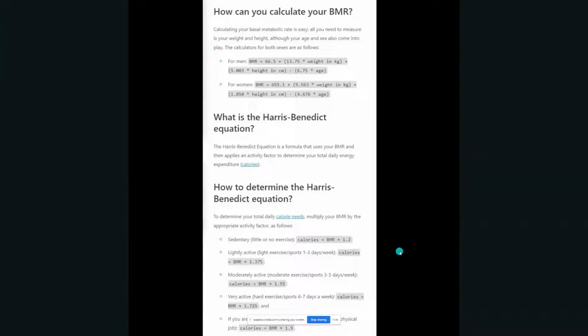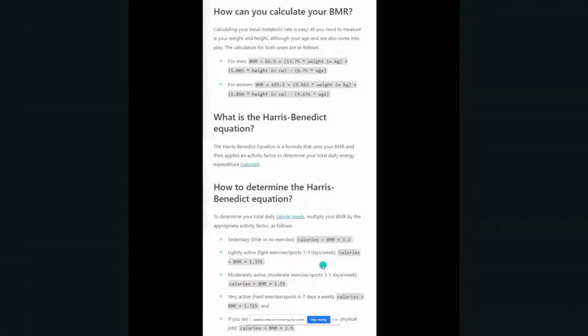What you'll see is 1.2 is sedentary, or little or no exercise. You basically go to work, you probably sit all day at a desk job, you go home, sure, maybe you help out around the house a little bit, but for the most part, you are not moving around that much.